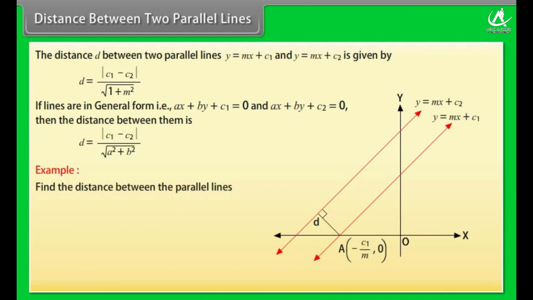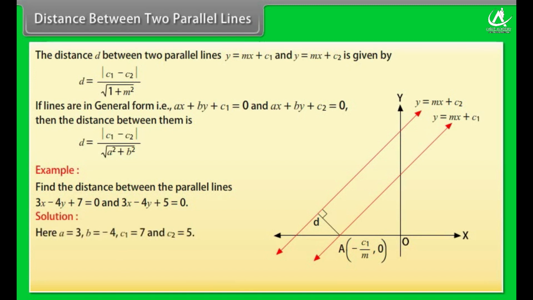Example: find the distance between the parallel lines 3x - 4y + 7 = 0 and 3x - 4y + 5 = 0. Solution: here a = 3, b = -4, c1 = 7 and c2 = 5. Therefore, the required distance is d = |7 - 5| / √(3² + (-4)²) = 2/5.